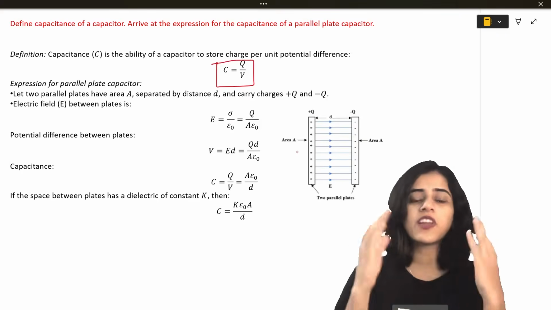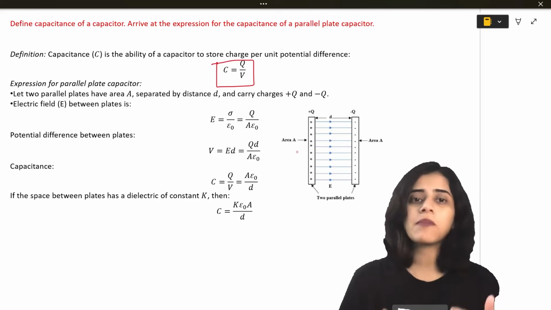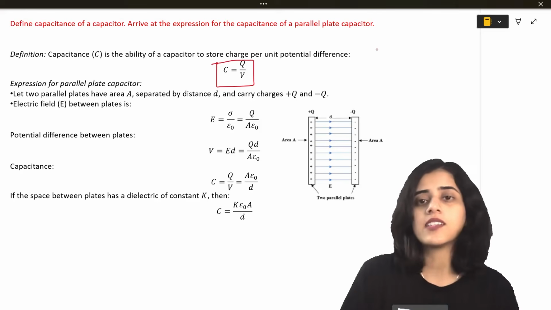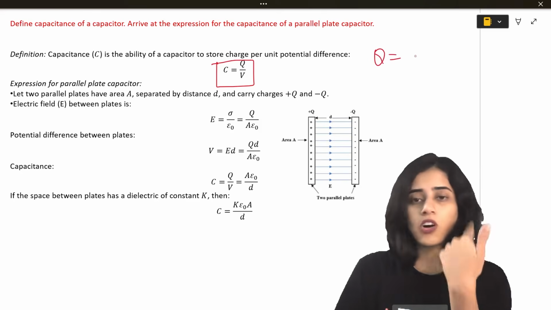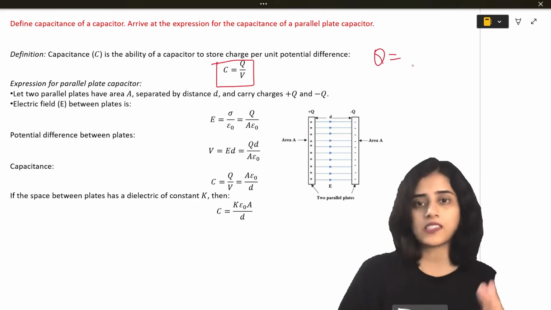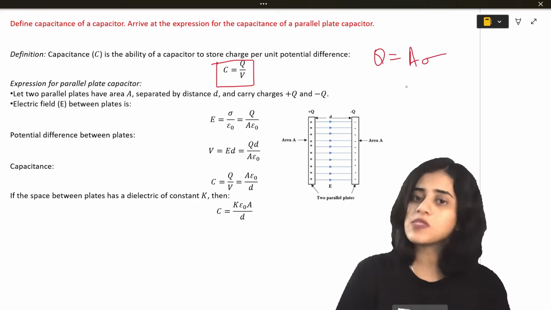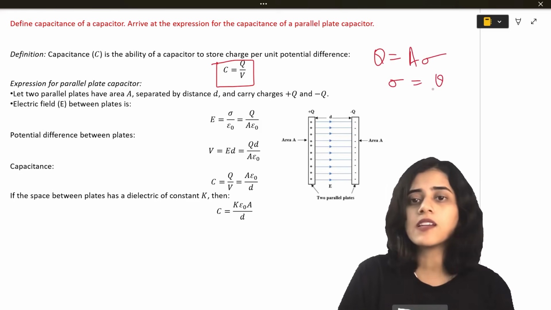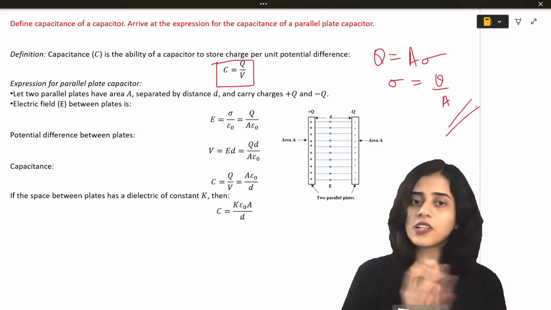Yeah. So the electric field between the plates is given by sigma by epsilon naught. How did I get that? See, I've already taught you in a Gauss law question. If you have a plate, Q is always A times sigma. So from this, sigma is Q by A. That's all that I've taken here.